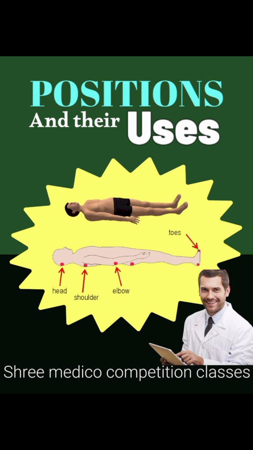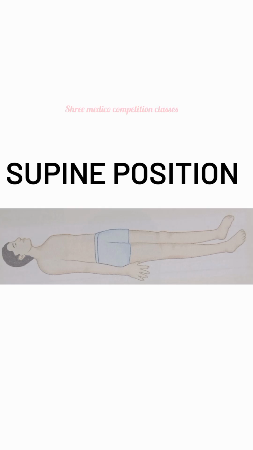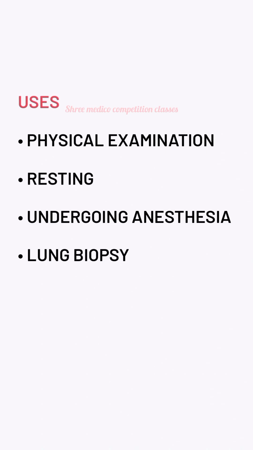So here the first position is the supine position. As you can see in the image of the supine position, the person is lying on the surface of the bed. It is a back lying position with arms at the sides. And what are the uses of this position?